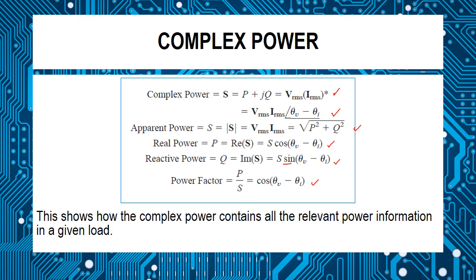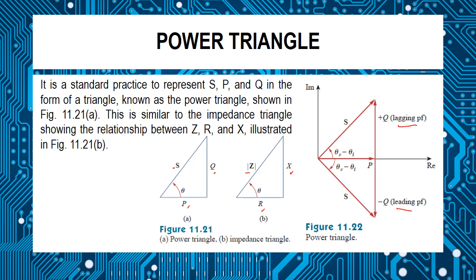Apparent power is the magnitude, the square root of P squared plus Q squared. Real power is S cosine of theta_V minus theta_I, and the reactive power is S sine of theta_V minus theta_I. And then we have the power factor, the real or average power divided by the apparent power, which is also equal to cosine of theta_V minus theta_I. This shows how the complex power contains all the relevant power information.